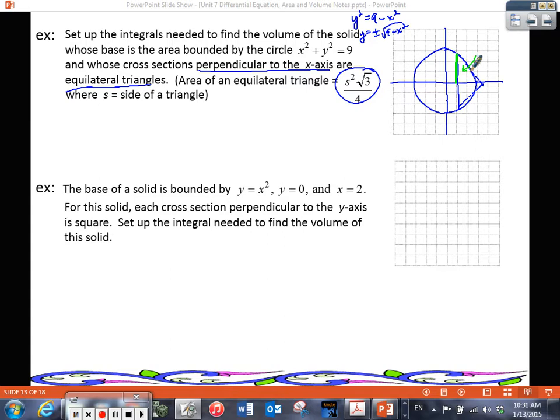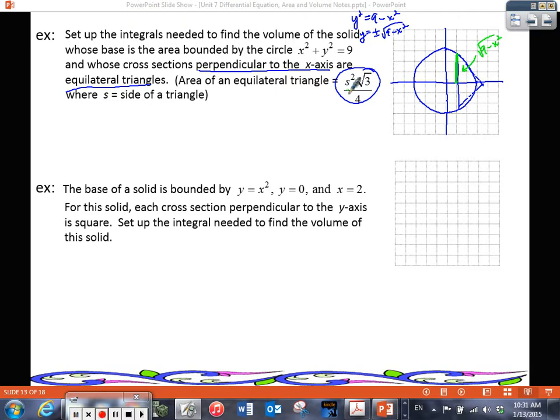So if I put in an x of 1, what will I get? This height. The positive one, right? If I put in an x of 1 in the positive square root of 9 minus x squared, I'm going to get this height. With me? So that gives me this distance right here.